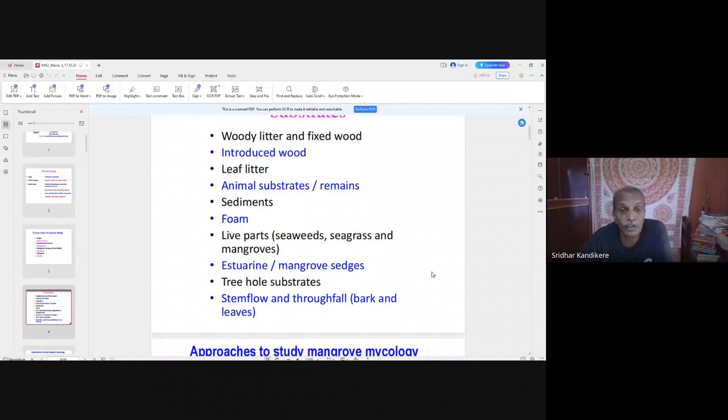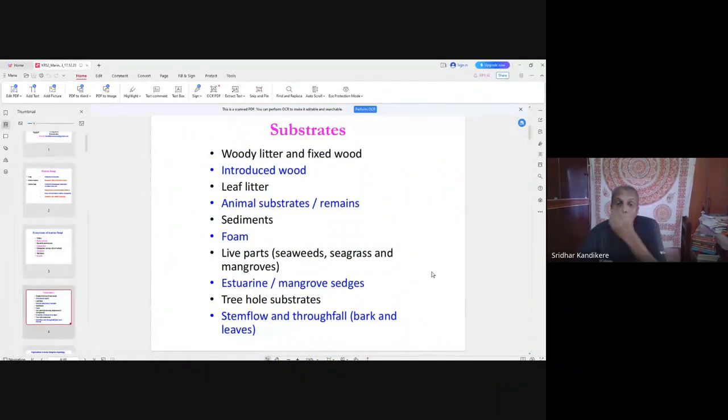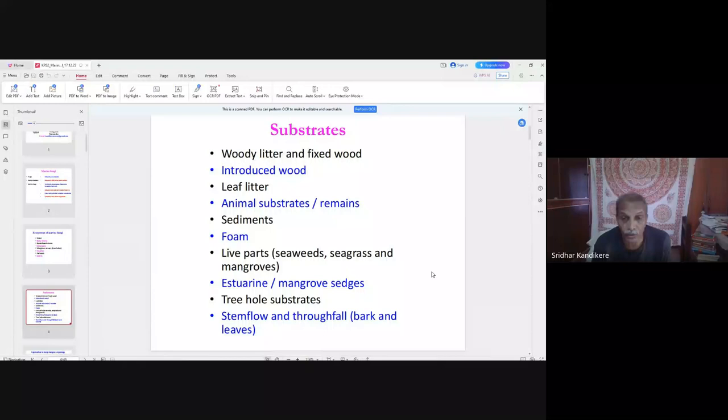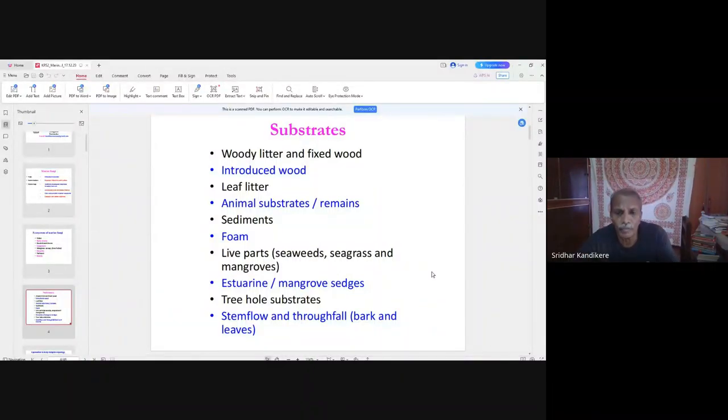Sediments are sources, and foam is another location where we can find a lot of spores of marine fungi. Live parts of seaweeds, seagrasses and mangroves are where endophytic fungi associate. Dr. Suri Narayan is going to talk about that. In estuarine conditions, estuarine and mangrove sedges of different types are available, and they contribute a lot as organic matter for the growth of marine fungi and their perpetuation.